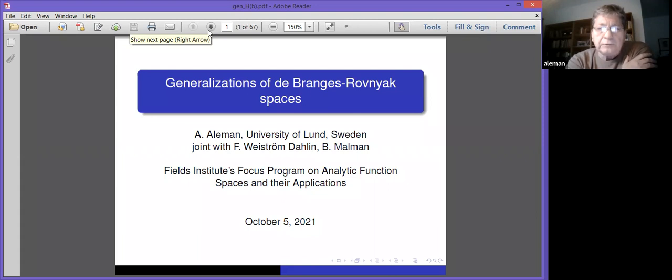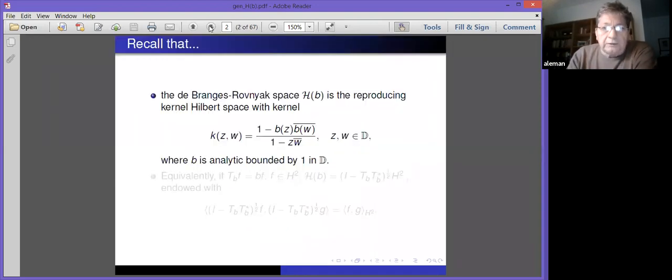I would like to show you some of these, and tell you why they have been introduced, what they are good for, and what the idea behind them was. There aren't so many, but then I'll recall the definition. This is easiest via the reproducing kernel, which is the one that Dan also used. You take a function bounded by one, analytic in the disk, and then you look at this type of kernel.